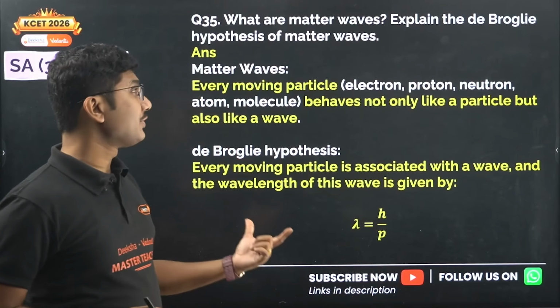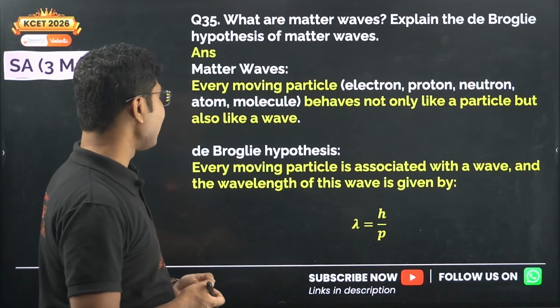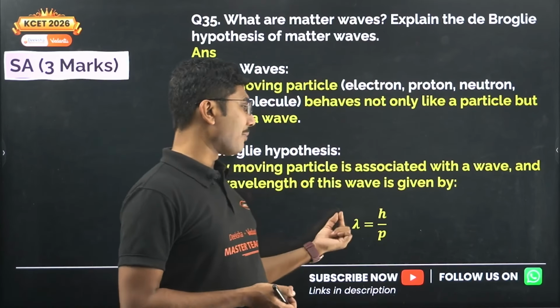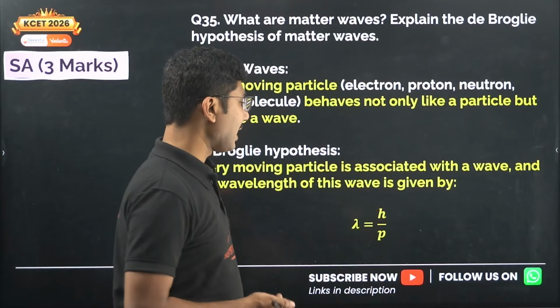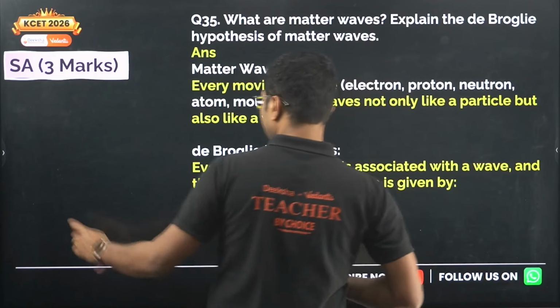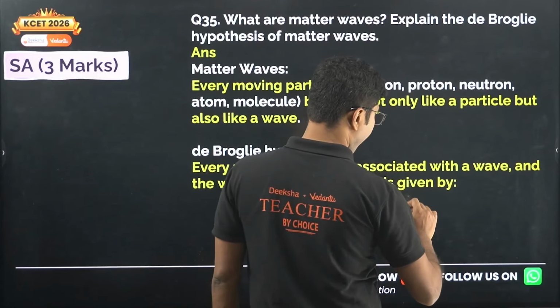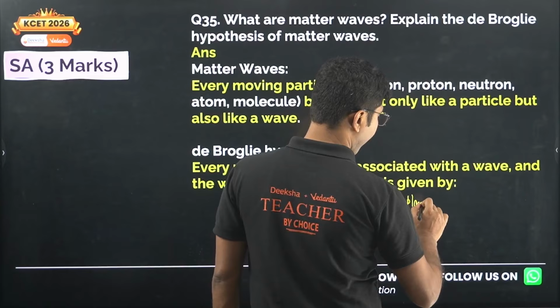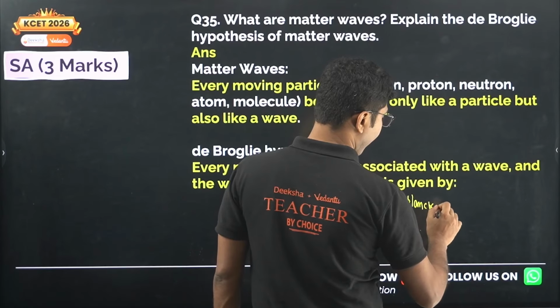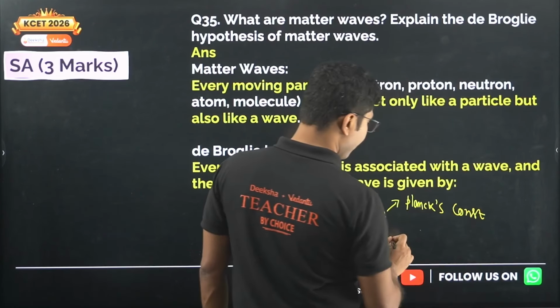Now the de Broglie hypothesis: every moving particle is associated with a wave, and the wavelength of this wave is given by lambda equals h by p. Okay, lambda is wavelength, h is Planck's constant. Mention that. Okay, h is Planck's constant, and p is momentum.